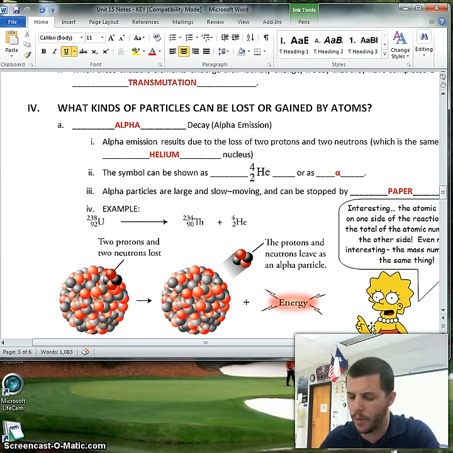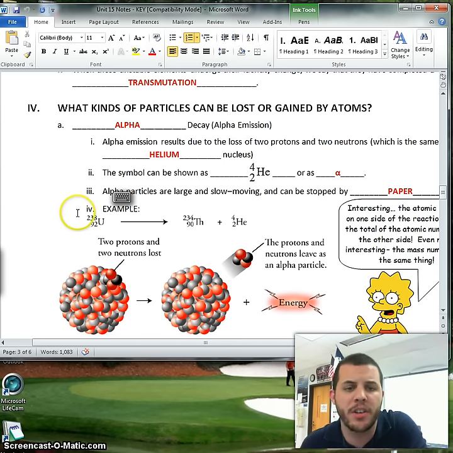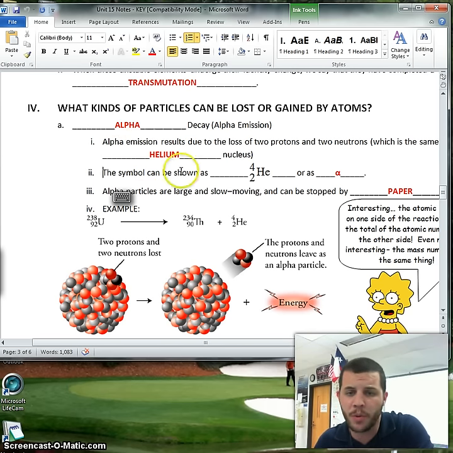Let's go ahead and take a look at what kinds of particles can be lost or gained by atoms in a nuclear reaction. So the first kind of particle that we have is called the alpha particle. And basically all an alpha particle is, is a helium atom, essentially. We actually show this through the symbol He with an atomic number of 2 and a mass number of 4, or simply as this Greek letter for alpha.